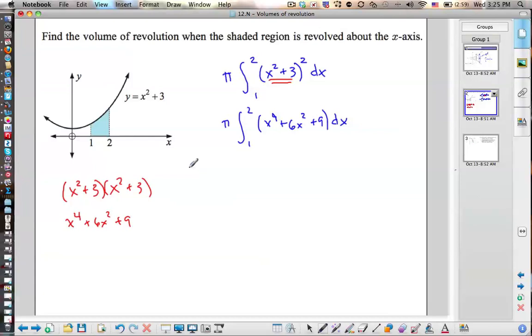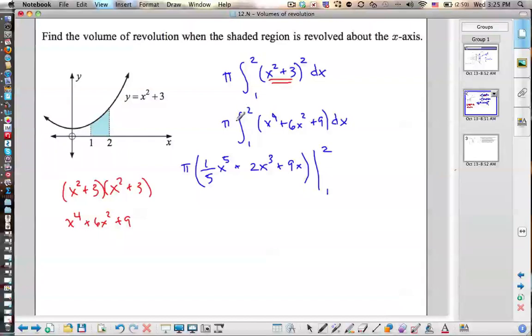All right, Mr. Rops, take over. We've got the pi there, and we're going to take the integral, so 1/5 x to the 5th, plus 2x cubed, the 3 has to come up top, plus 9x, all evaluated from 1 to 2.